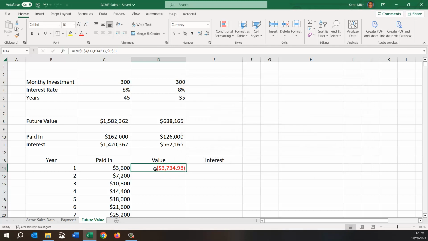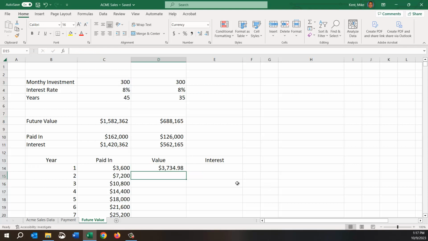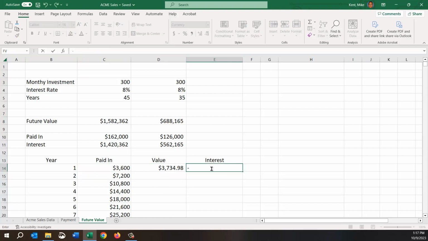So there we go. And I'm going to double click right here, go to the beginning, and put a minus sign in front of future value because a negative times a negative is a positive. So first year, I paid in $3,600. It's worth $3,734. So my interest is not very much, is it? I'll say equal the value minus 3,600. So the first year I made $134 in interest.